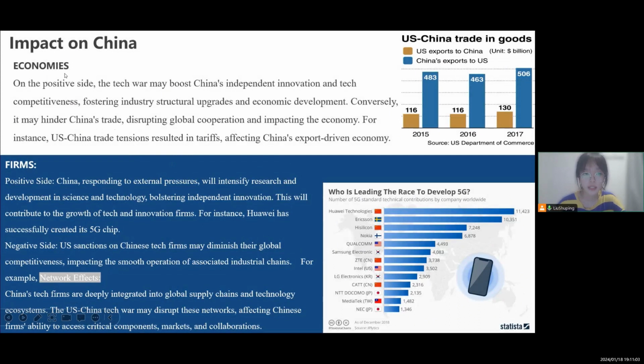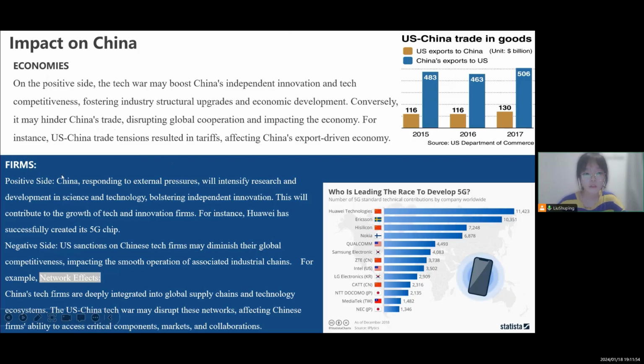In terms of economics, on the positive side, the tech war may bolster China's independent innovation and tech competitiveness, fostering industry structure upgrading and economic development. Conversely, it may hinder China's trade, disrupting global cooperation and impacting the economy. For instance, US-China trade tensions resulted in tariffs, affecting China's export-driven economy. You can see on the right side of the picture that China's exports to the US are more than the US exports to China. So if the US increases the tariffs, it will affect China's export trade.